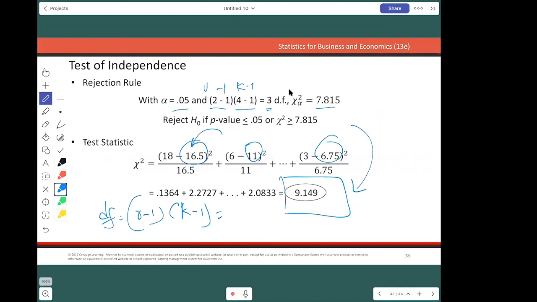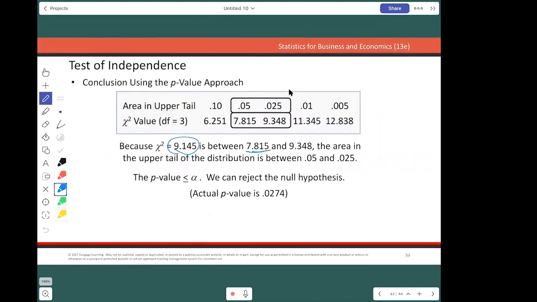All right? For the p-value, we look up the 3 degrees of freedom for chi-squared. We'll find that 9.145 is in between here, which basically means that our p-value is between 2.5% and 5%. It's less than 5%, but bigger than 2.5%, which means it's still smaller than alpha. We'll reject the null hypothesis as a result. The actual p-value, if you're using Excel, would be 0.0274, but we don't have Excel in an exam situation, so we will have to use the inequality when we're using the tables.